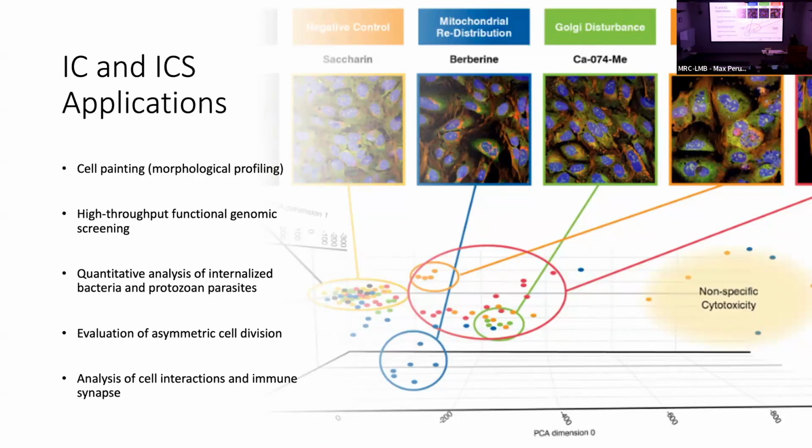Obviously, I've mentioned this earlier, but high throughput functional genomic screening. We could do things like quantitative analysis of internalized bacteria and protozoan parasites, anything in terms of evaluating asymmetric cell division. And particularly, I think this would be a really interesting analysis of cell interactions and at the immune synapse. So I think it's a really exciting time. Things are rapidly changing in the field.